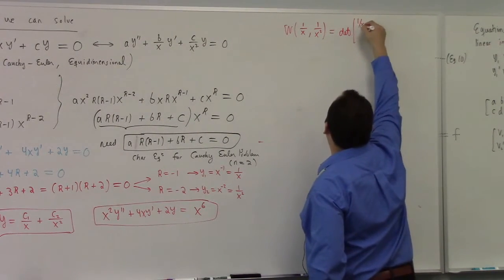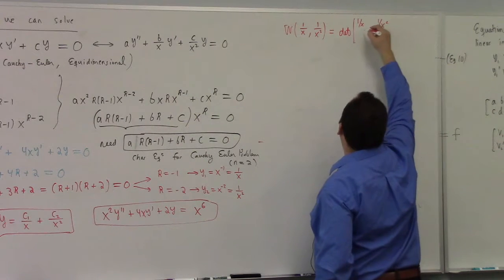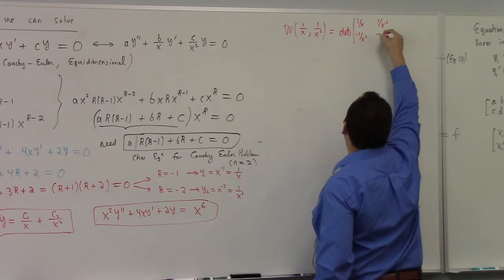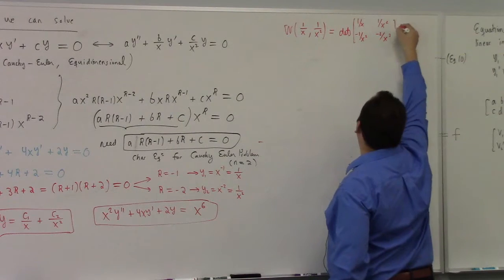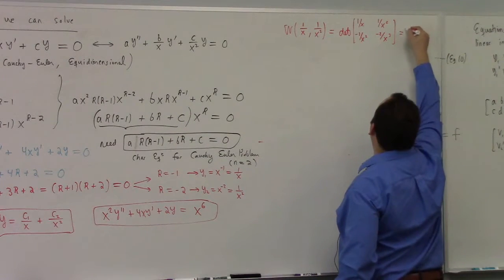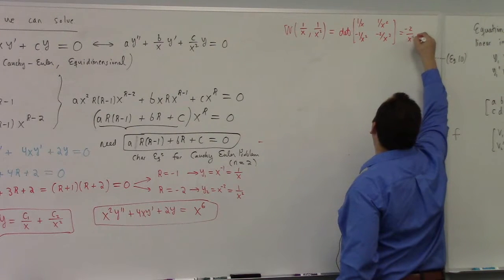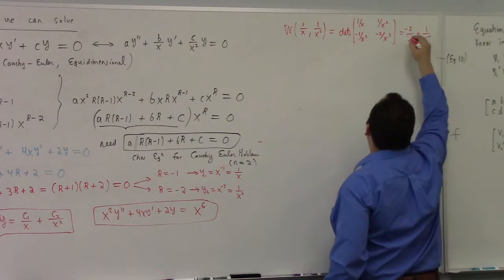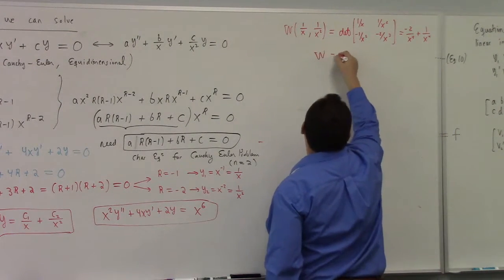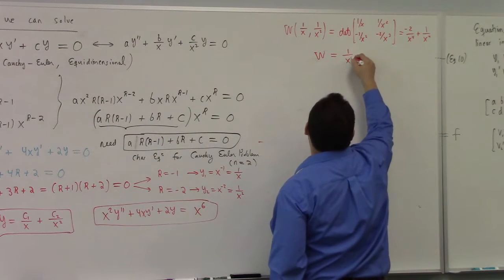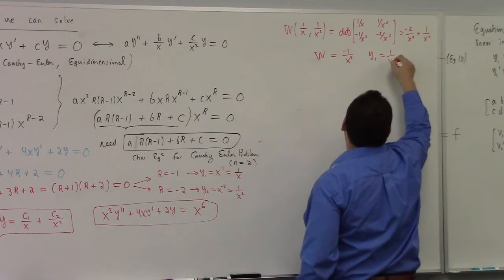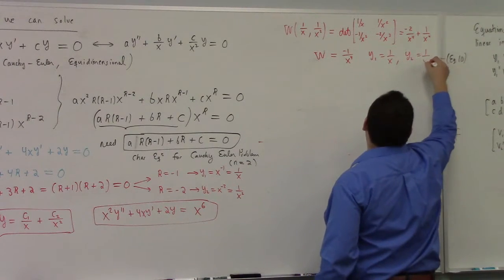It's 1 over x, 1 over x squared. Derivative of this is minus 1 over x squared, right? Derivative of that is minus 2 over x cubed. So I get minus 2 over x to the 4th plus 1 over x to the 4th, right? So the Wronskian is just, excuse me, minus 1 over x to the 4th here. I'm letting y1 equals 1 over x, y2 equals 1 over x squared.